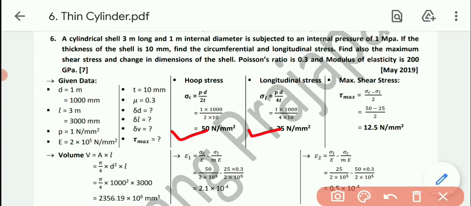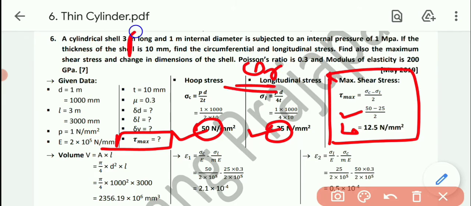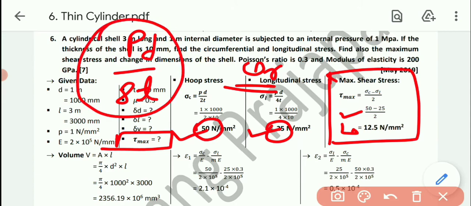Now they have asked us for the maximum shear stress, tau max. The value of tau max is sigma c minus sigma L divided by 2. We have already used this formula in the above example. Sigma c is 50, sigma L is 25, so 50 minus 25 divided by 2 gives 12.5 Newton per mm square. Or else, as I told you earlier, you can calculate tau max using the formula PD by 8T. You will get the same value as this formula.